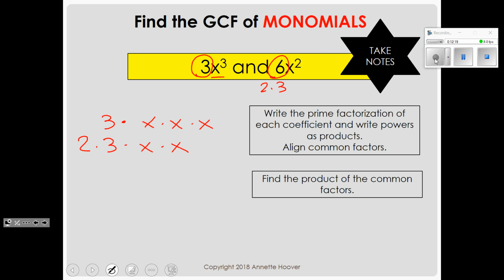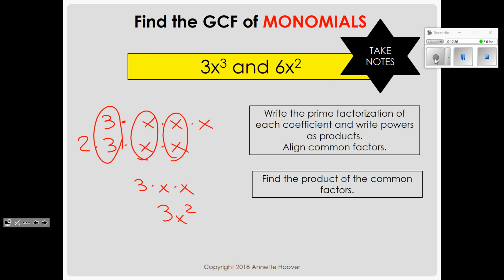Now, what do they share? We're doing the same thing. They share a 3, an x, and an x. So 3 times x times x would give us the greatest common factor, which is 3x squared. So if you were doing this mentally, you would look up here at the 3 and the 6 and say, what's the greatest common factor for 3 and 6? Hopefully you would know that is 3.